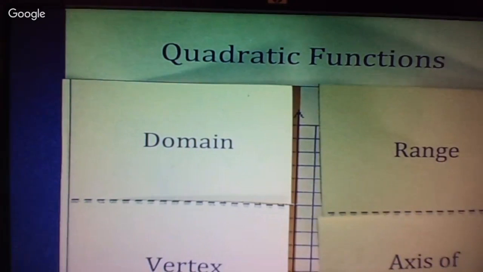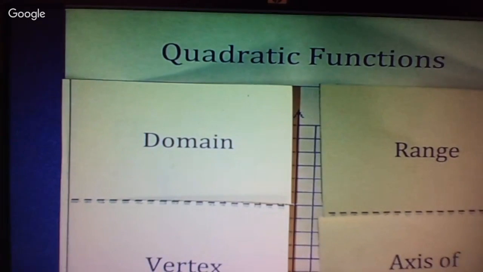First thing, domain. Y'all should have done domain and range with linear equations. Does anybody remember what the domain is? Your x values, good. Your domain is how far is the graph going to travel to the left and how far is the graph going to travel to the right.